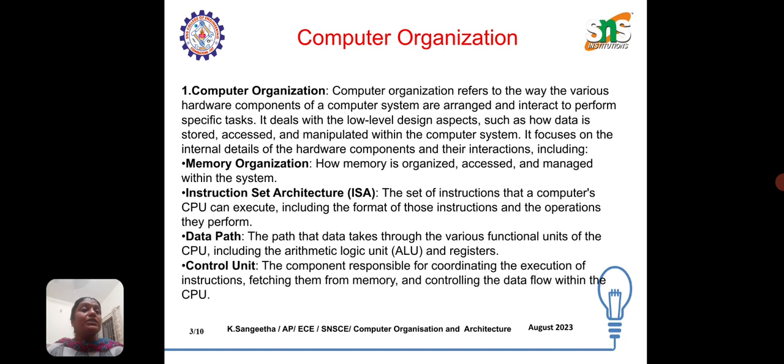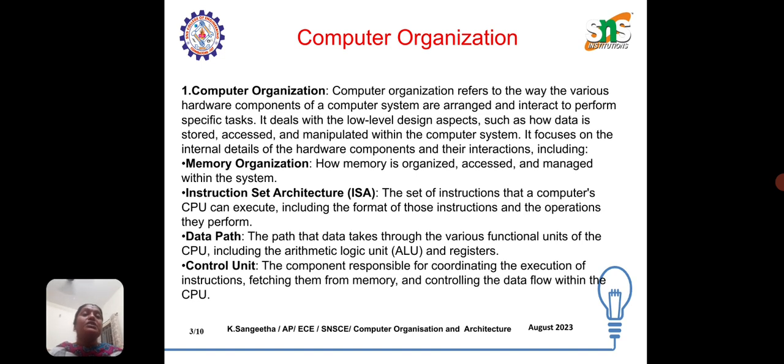So next, what is a computer organization? Coming to computer organization, it is a low level design, whereas computer architecture is a high level design. Organization refers to the way the various hardware components of a computer system are arranged and interact to perform a specific task. So it focuses on the internal details of the hardware components and their interactions, including memory organization, instruction set architecture, that is ISA, data path, and control unit.